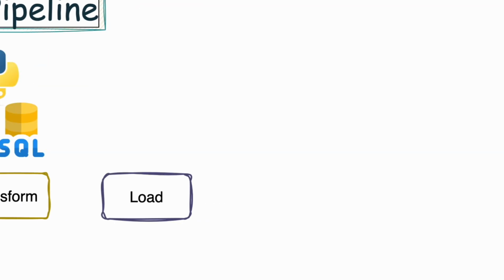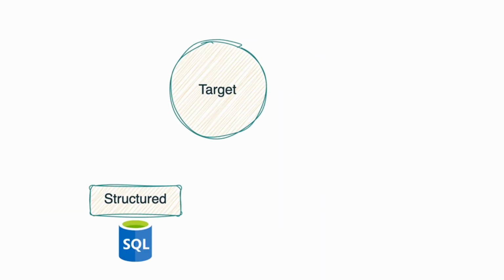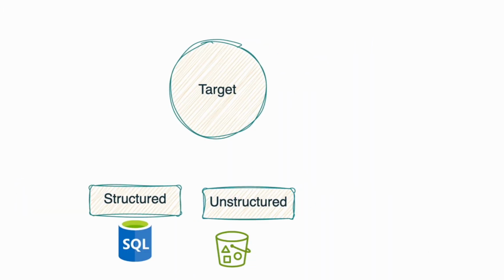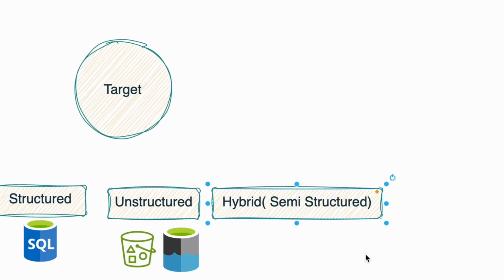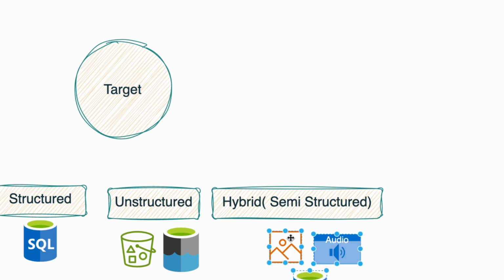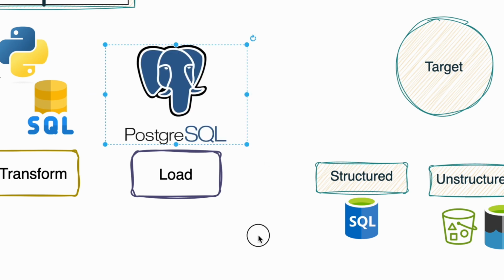Storage location depends upon the data that is received. If the data is structured, then a relational database or a data warehouse may be an ideal storage location. If the data is unstructured, then data lakes, object storage, or NoSQL databases can be ideal solutions. There is also an option of hybrid storage location, which is a combined storage for structured and unstructured data. In this case, we'll be loading our clean data into a relational database called Postgres.